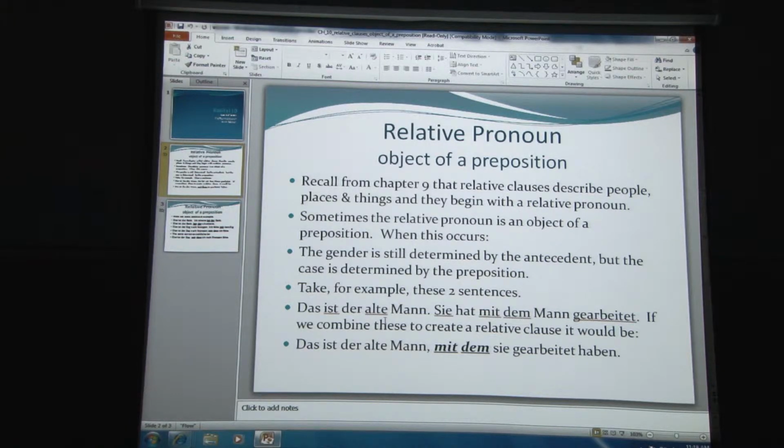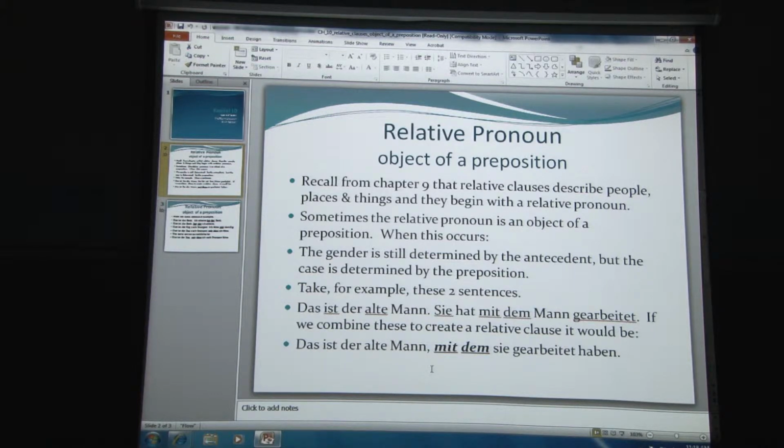So, what do you do? You describe a person or an object. Here, for example, a person. Das ist der alte Mann. Sie hat mit dem Mann gearbeitet. Well, we can put these two together and say, das ist der alte Mann, mit dem sie gearbeitet haben. That's wrong. Why is it wrong?